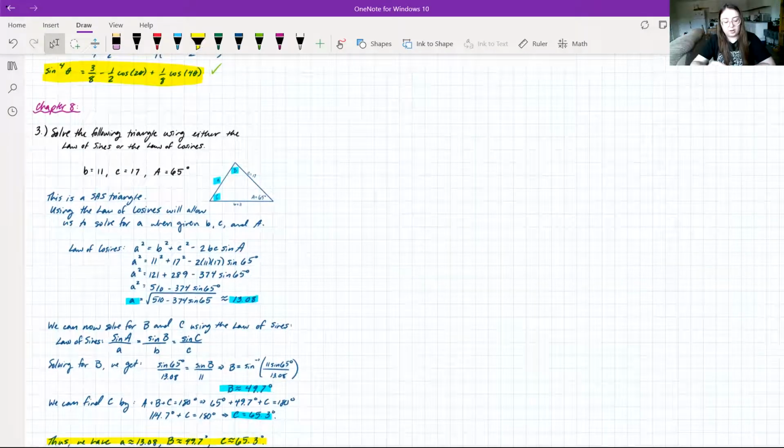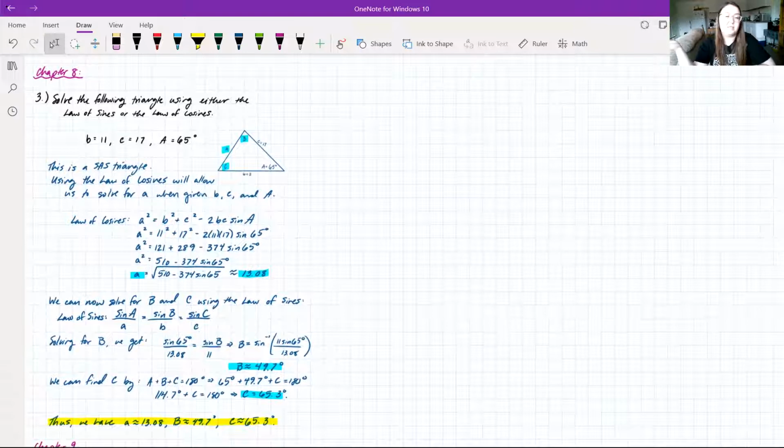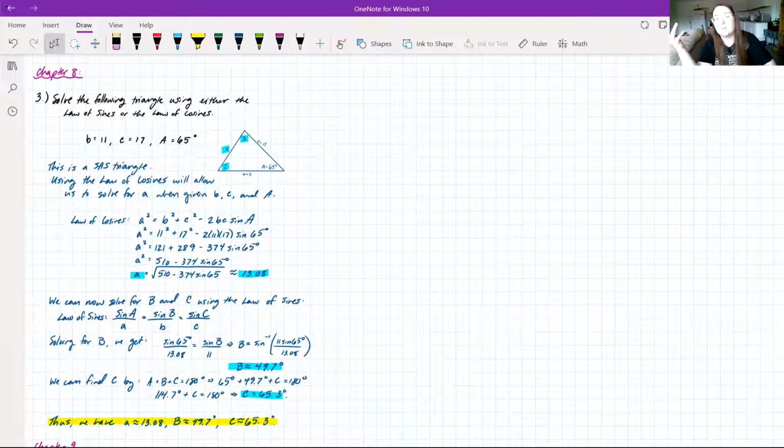So we solved for all the bits that we were trying to solve for. It helped by identifying that this was an SAS triangle because we can solve SAS triangles using the law of sines or the law of cosines. So we could use both, which we did, and it ended up helping us quite a bit.